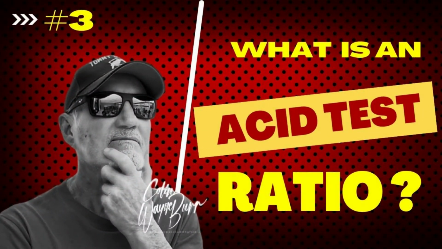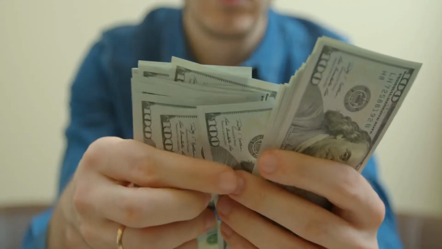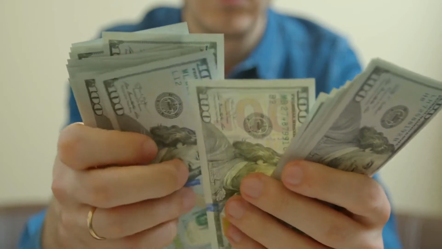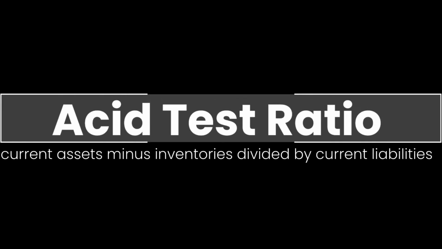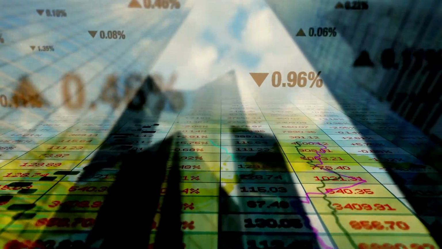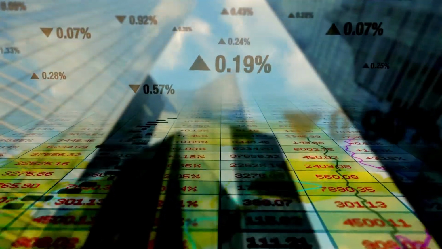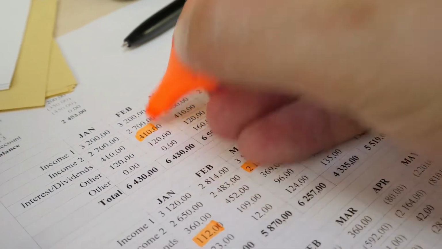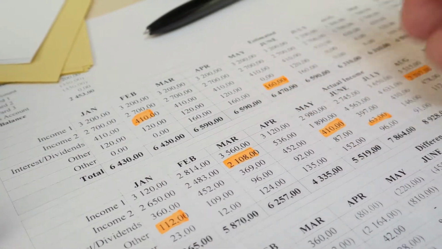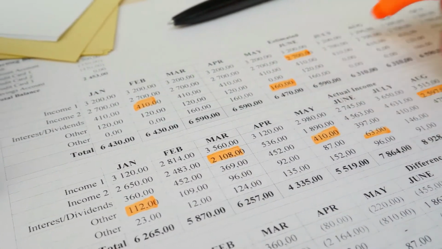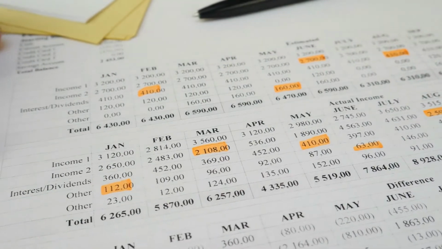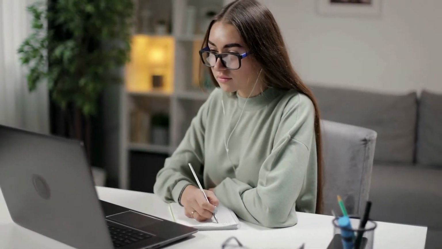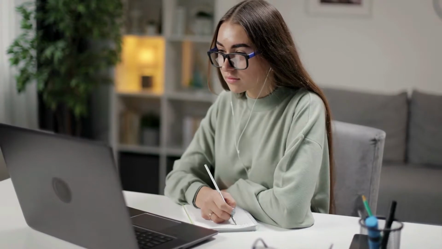The acid test ratio measures a company's ability to pay off short-term liabilities with quick assets. Acid test ratio equals current assets minus inventories divided by current liabilities. The acid test ratio measures a company's ability to use its short-term assets to cover the current liabilities. In other words, the acid test ratio is a measure of how well a company can satisfy its short-term financial obligations. Let's look at how to calculate the ratio, step by step, and discuss its implications.